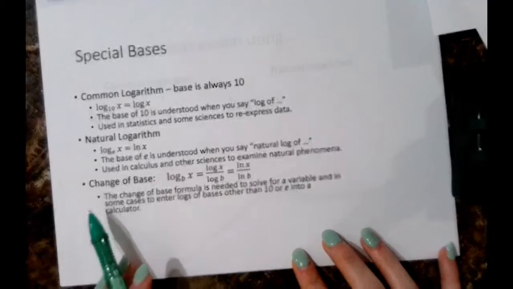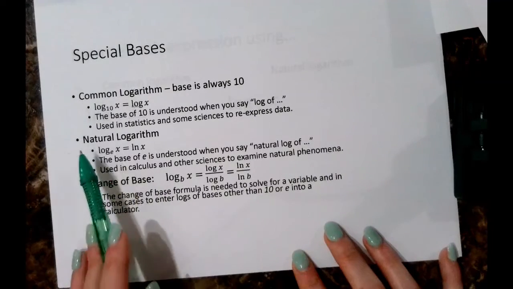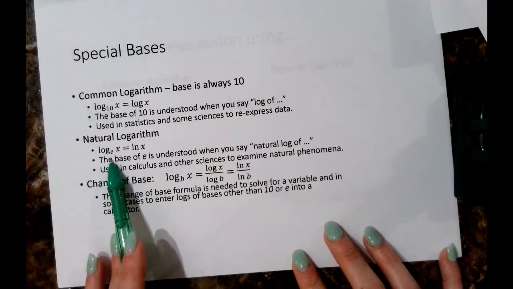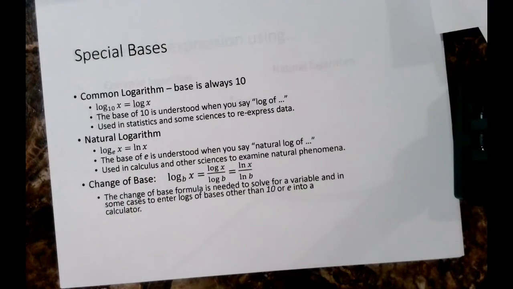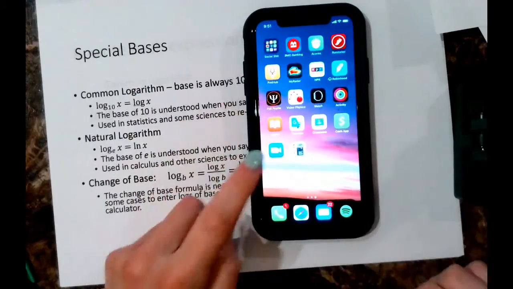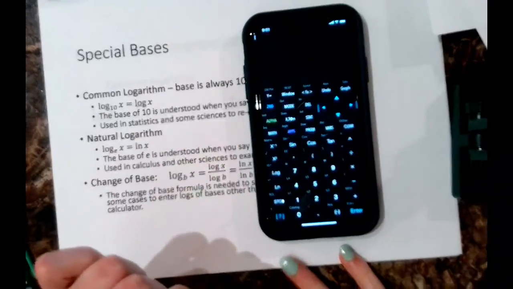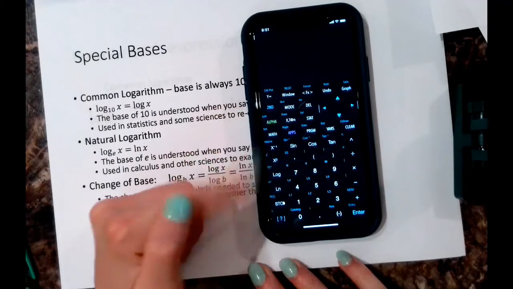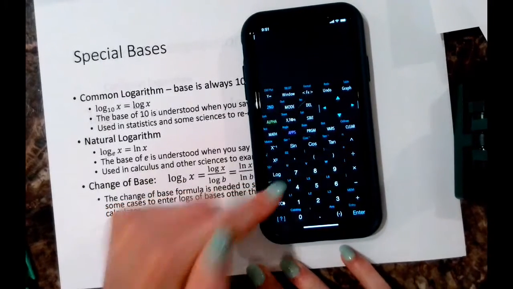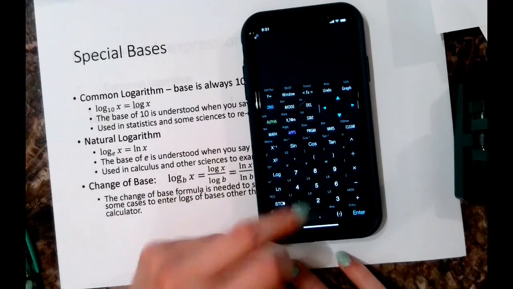So another base is the natural logarithm, and that's log base e. We can rewrite it as ln for natural log. So this base of e is understood whenever you say natural log of, and we use it in a lot of sciences to examine specific natural phenomena. To be clear, e is a number, and if you go to your calculator, we can find it right here. Do you see this button that says ln, and then up in the blue, if you hit second, it's e to the x. So if we do e to the first power, what do we get?